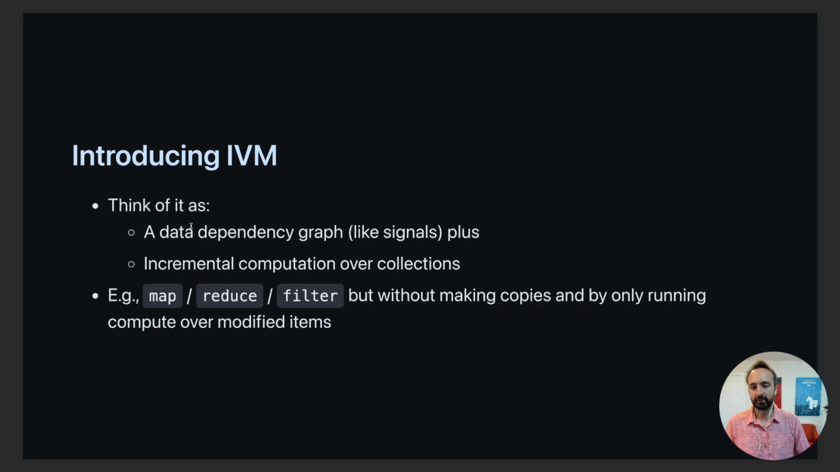And you can think of it as a dependency graph, like signals. So if you're familiar with Solid, they use signals. Signals creates this graph of computation. So if one atom changes, it only runs a subgraph that depends on that atom and not the entire graph. The big difference with IVM is it knows how to do incremental computation over collections. So if one of your atoms is a list of 1 million items and you modify one item in that list, well, IVM won't reprocess the full list, it'll just process the one item that changed.